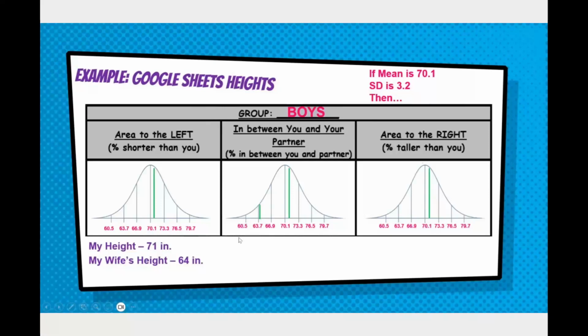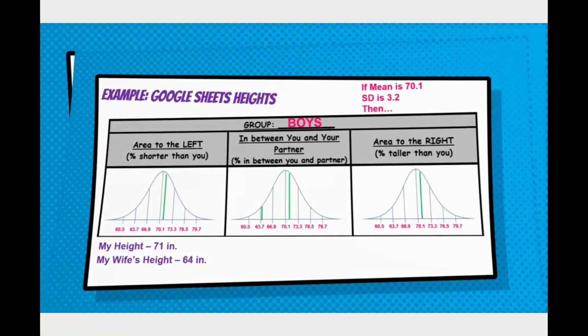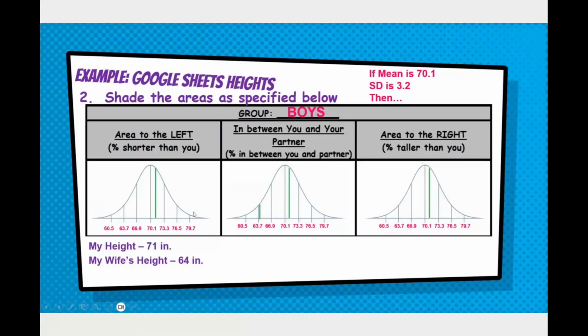So, all right. Let's see. So those there, I have those labeled. Now we're going to look at shading areas. So shade the areas as specified below. What are we looking for?